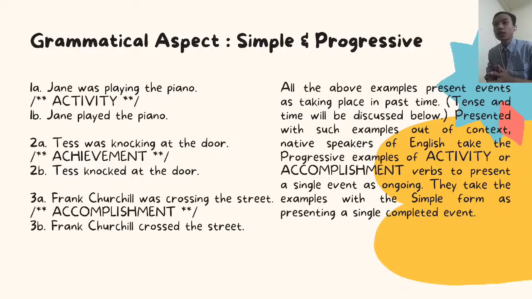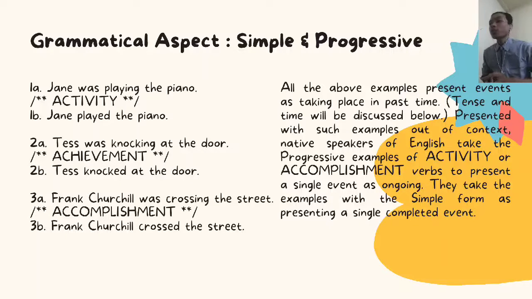The first A and the first B is activity: Jane was playing the piano, Jane played the piano. The second A, Tess was knocking at the door, and second B, Tess knocked at the door. This is achievement. For third A, Frank Churchill was crossing the street. This is accomplishment, with third B, Frank Churchill crossed the street.